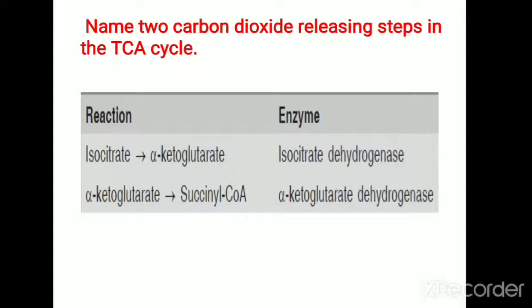Name 2 carbon dioxide releasing steps in TCA cycle. So there are 2 reactions in TCA cycle which produce carbon dioxide. One is the reaction mediated by isocitrate dehydrogenase, and the second is the reaction mediated by alpha ketoglutarate dehydrogenase. And mention the reaction.